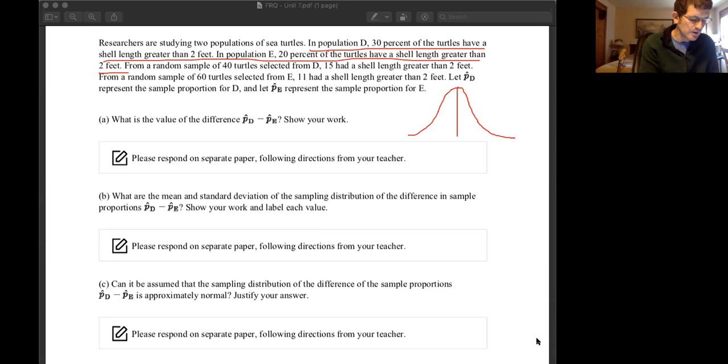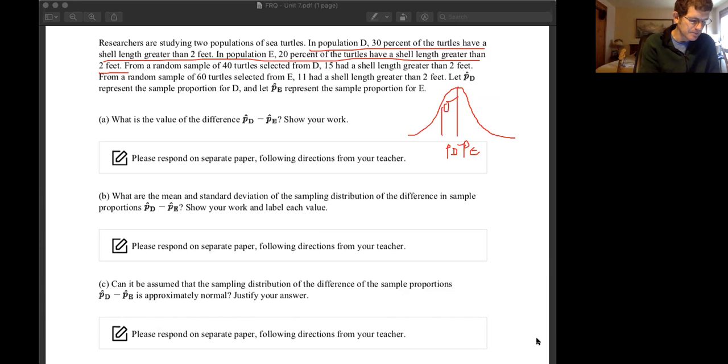Because we know the population, we know where the population values are right here, up in the top few sentences. Now the last sentences are all about the different samples that we have. But because we know the population, we know that this sampling distribution is going to center at population proportion D minus population proportion E. That's where the mean is going to be. And we can come up with the standard deviation of this. And that's what we're looking for in this problem.